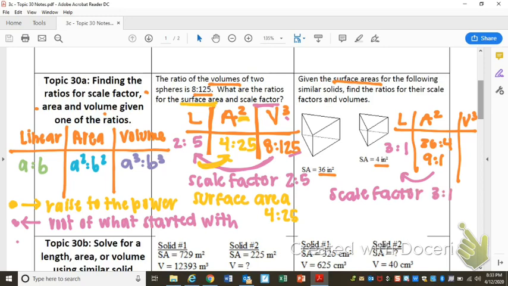All right, now let's find that ratio for the volume. Now we're going to go forward. Whenever we go forward, we're going to raise it to the power. So that means that we want to cube 3 and 1. The ratio for our volume is going to be 3 cubed, which is 27, and 1 cubed, which is 1 times 1 times 1, which is still just 1. So this one is going to be 27 to 1.